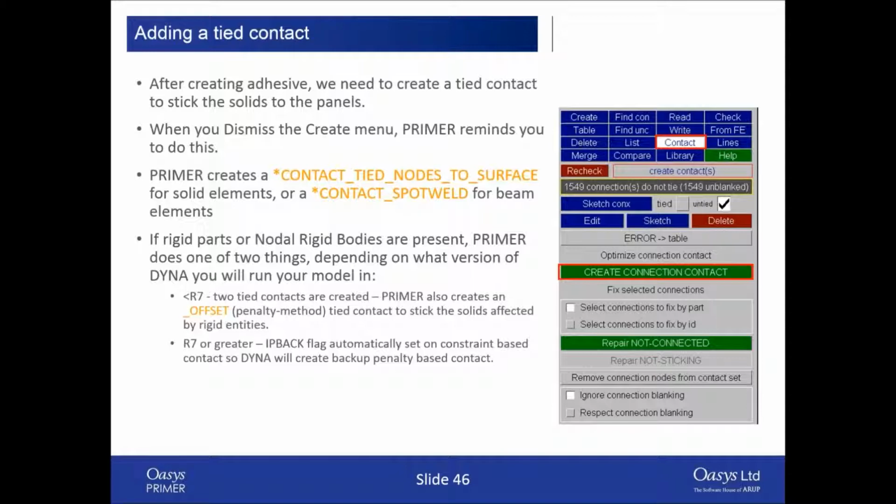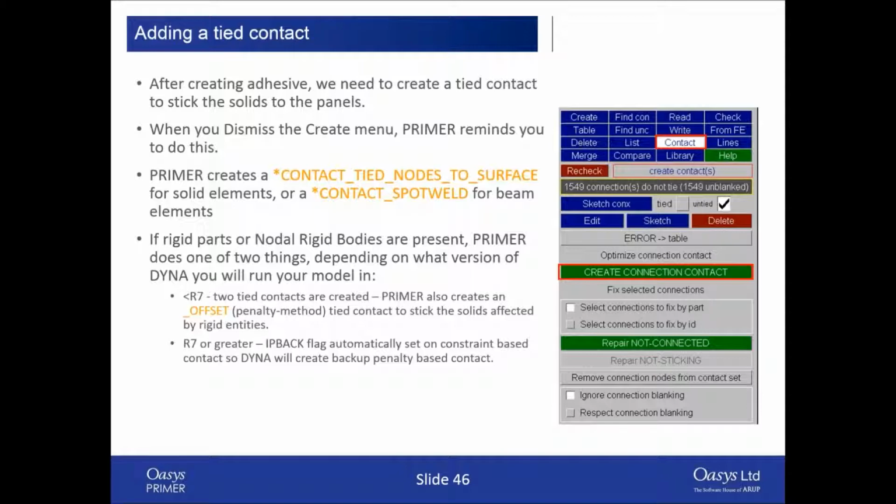If you're running in versions of Dyna less than R7, then it will create two contacts essentially, a constraint version and a penalty one that live on top of each other. And what happens in Dyna is that if the constraint contact doesn't work because of a constraint clash, then the penalty contact will pick that node up and make sure it's tied.